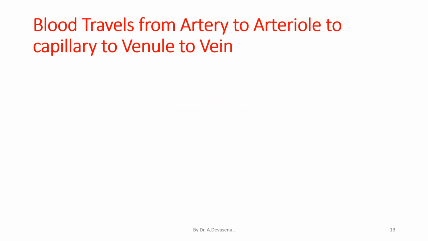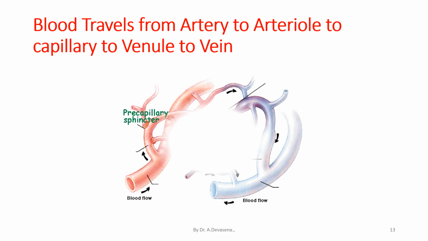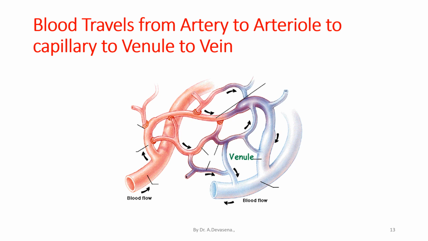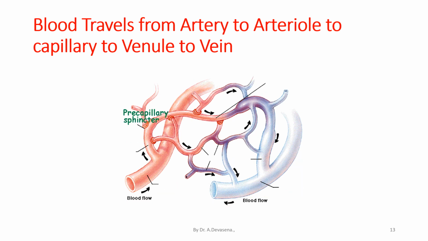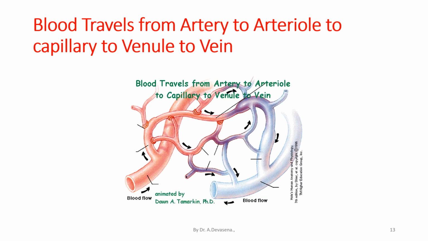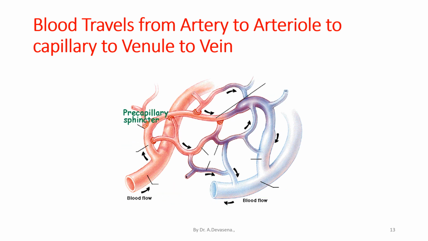Blood travels from artery to arteriole to capillary to venule to vein indication. So pure blood is carried by the artery, it is passed, and from the body cells it collects the impure blood that is passed to the vein. It is indicated here.